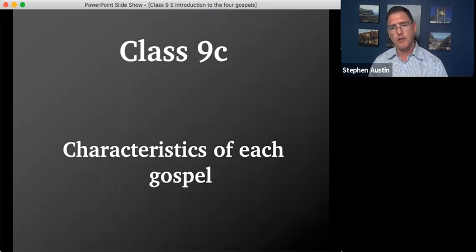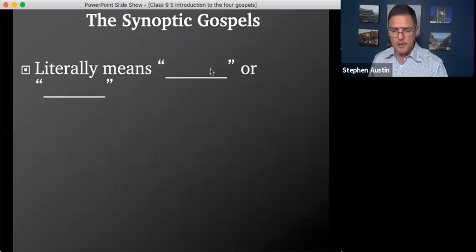And in this particular part of it, we want to look at the characteristics of each Gospel, starting with the synoptic Gospels here. Literally, synoptic in Greek means to see together. You have the syn part, which is together, and then optic, which is usually to see in some form, or some people translate it to see with the same view, to see in the same way. And so the synoptic Gospels are Matthew, Mark, and Luke, because they actually are very similar.